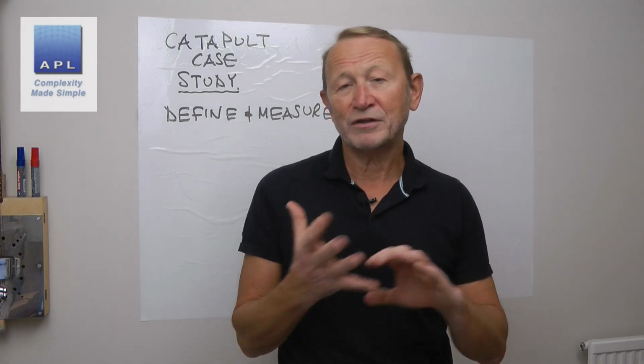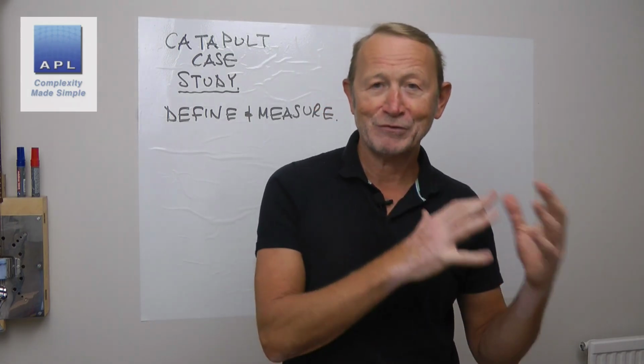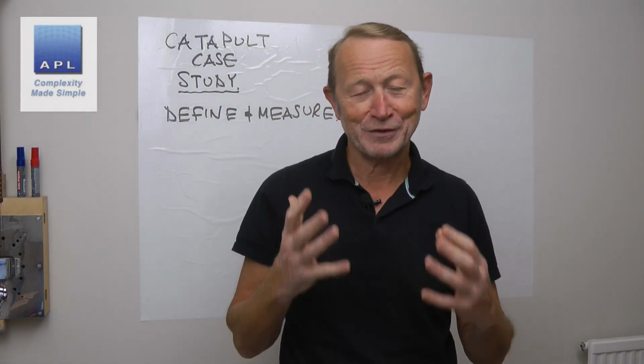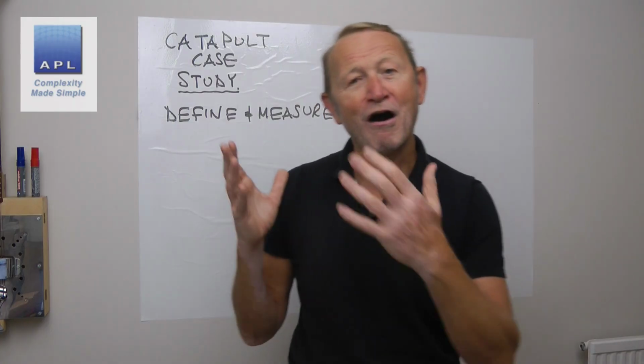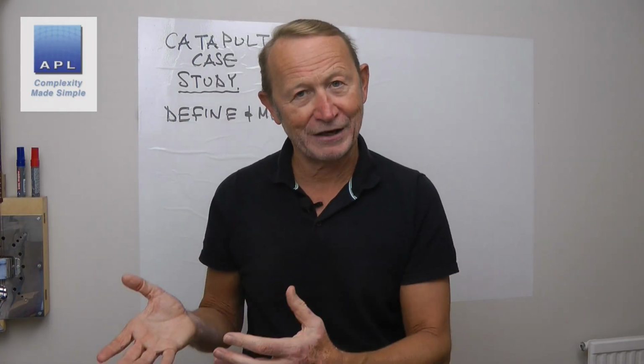Okay, so there's step 1, define. Is my problem about too much variability, or is it about aim? The problem is about too much variability. Now I know that. I know which tools to use next.